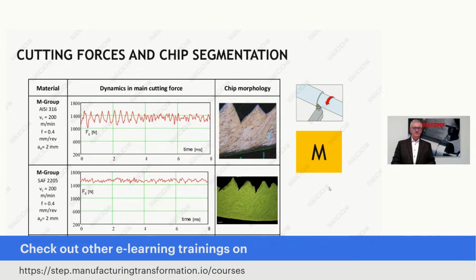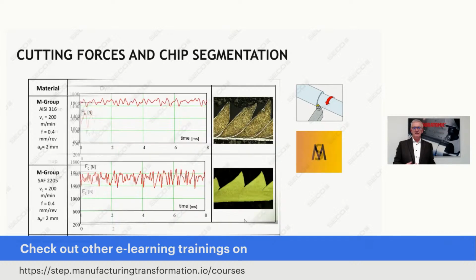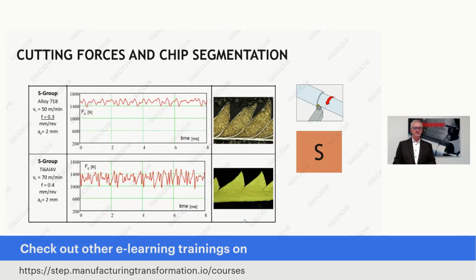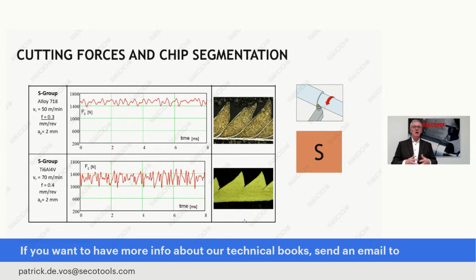Stainless steels. Look at the red line. I hope you start to feel the system behind this. You see different stainless steels here. Look at the red line, and you see again there's not a stable line. The line varies. Look at the segments of the chips, very irregularly shaped segments here. The risk for vibrations in this type of material is higher than in steel. Superalloys. Look at the chips, the section of the chips, the segmentation of the chips. Look at the measured cutting forces. High variations.